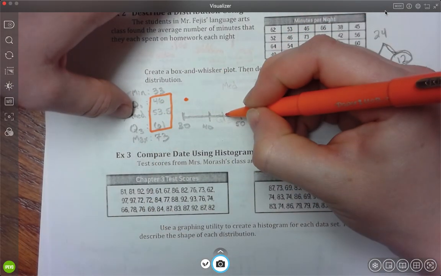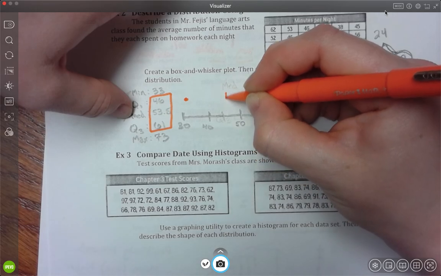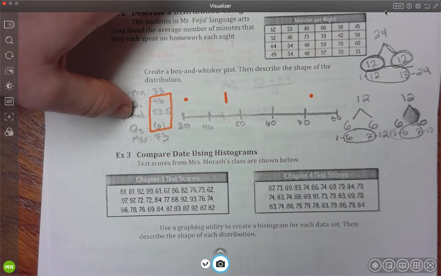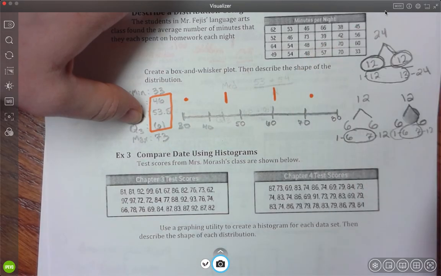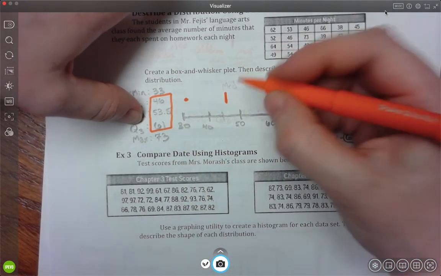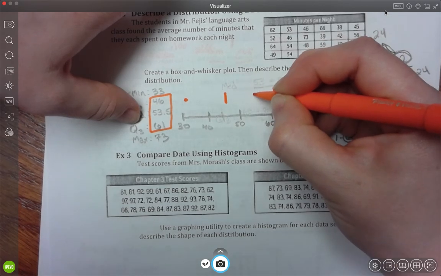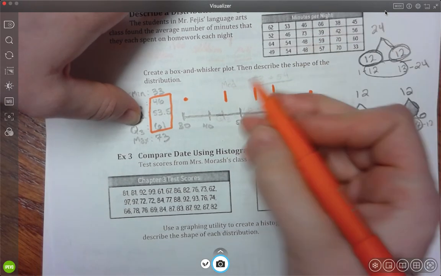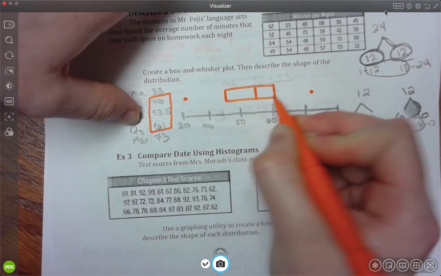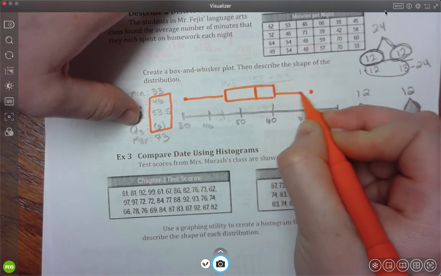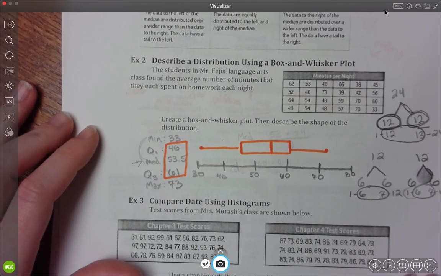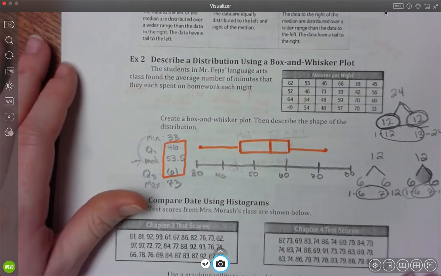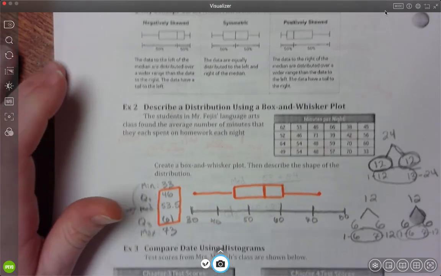So I'm going to start with 46, which is a little bit more than halfway between 40 and 50. 61 is just right over top of the 60 almost, okay? And then 53.5 is almost halfway, right there. Okay, so this is what my box and whiskers will look like. Okay, all right, and so that's my box and whisker plot for this language arts class, the amount of minutes that they spend on homework.